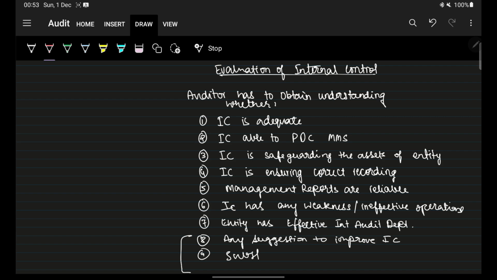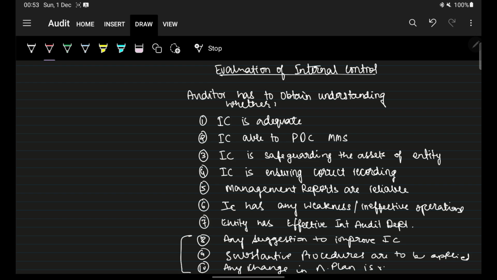Okay, so our auditor has to give whether any substantive procedures have to be applied, and lastly whether any change in the audit plan is required. Okay, so these are the 10 points of how to evaluate internal control.